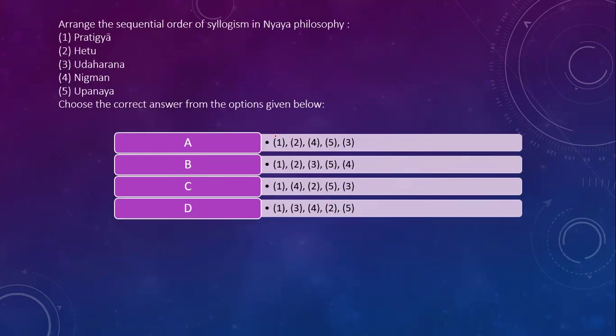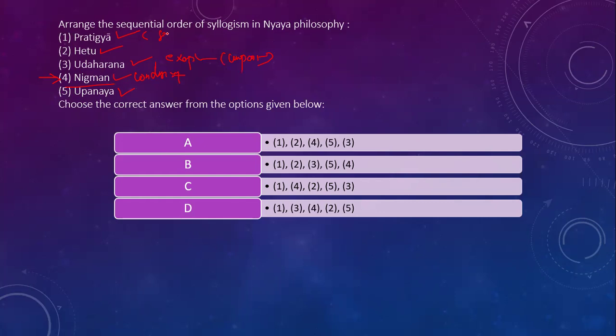That is pratyaksha, perception. Arrange the sequential order of syllogism in Nyaya philosophy. Okay, so major term, middle term, predicate, conclusion. So pratijna, hetu, udaharana, upanaya, and nigamana. Udaharana, then upanaya, then the final one, nigamana, conclusion. Udaharana is examples or comparison.